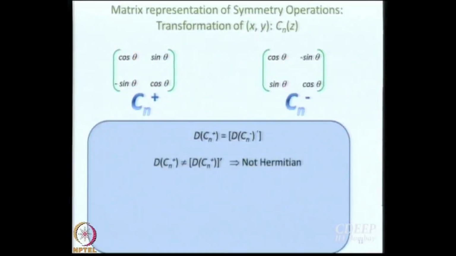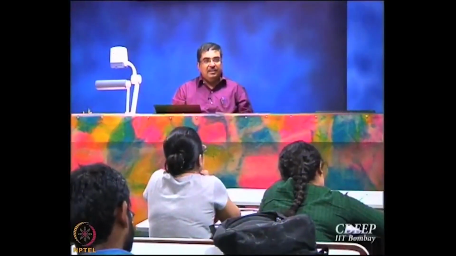Second point to note is this: what is the condition for a matrix to be Hermitian? We said A must be equal to A dagger, or if everything is real, A must be equal to A transpose. Are any of these matrices equal to its transpose? No, right. So, since they are not equal to the transpose, they are not Hermitian. Earlier, in the earlier example, we had encountered matrices which are Hermitian as well as unitary as well as orthogonal, right. Here these two matrices are definitely not Hermitian, right. Next, what is DCn plus DCn minus? Multiply together and see.